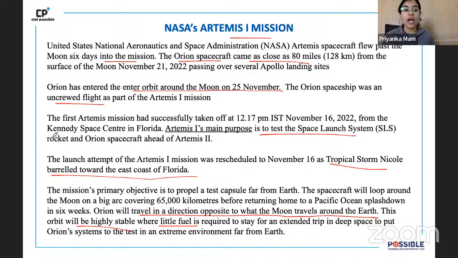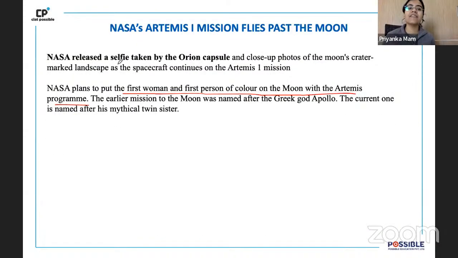Good for them. कहाँ से इन लोगों ने लॉन्च किया है? Kennedy Space Center in Florida. That is very simple, right? And they have recently taken a selfie. Okay, so NASA has released a selfie that is taken by this Orion capsule, okay, and also close-up photos of the moon's crater. Fine. So the earlier mission to moon was named after the Greek god Apollo, and the current one is named after his mythical twin sister, so which is Artemis. So that is something that you can keep in mind.